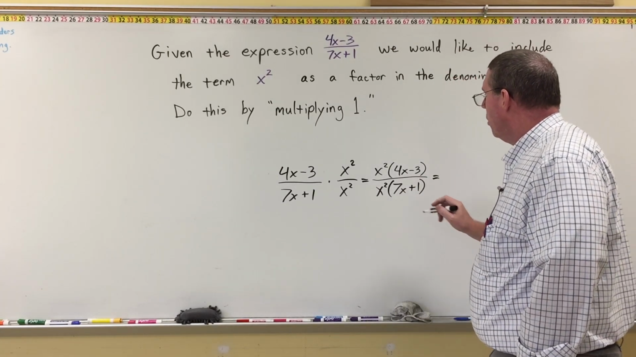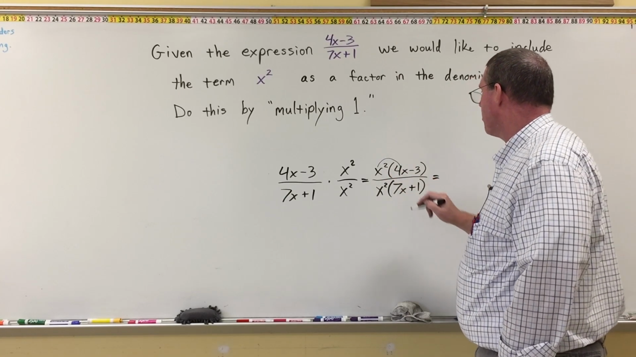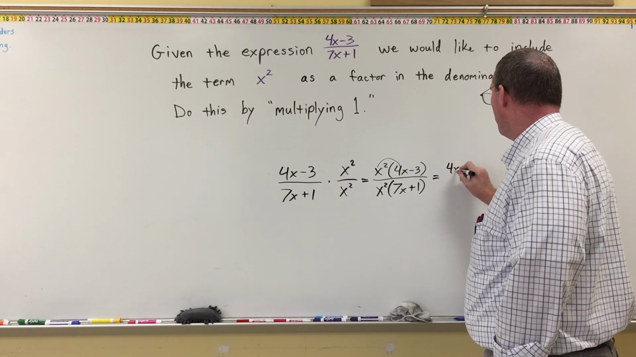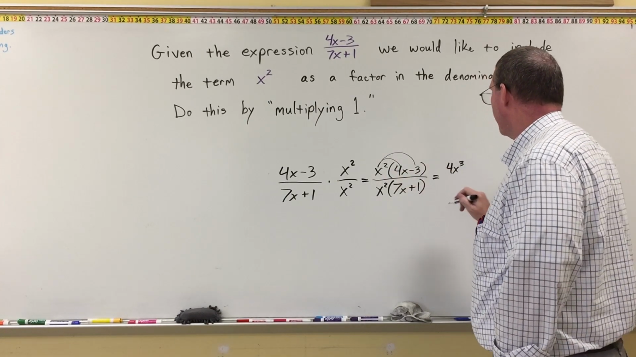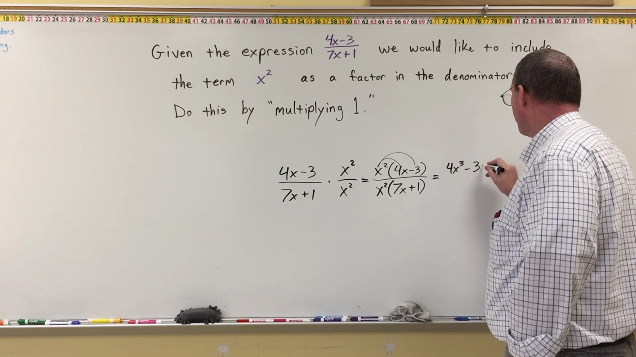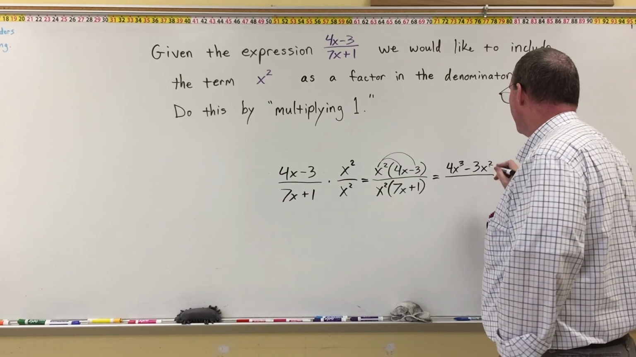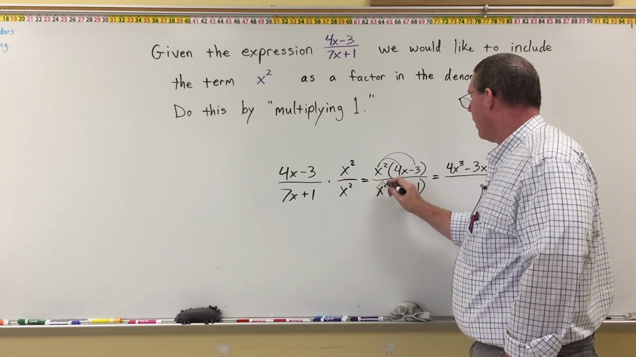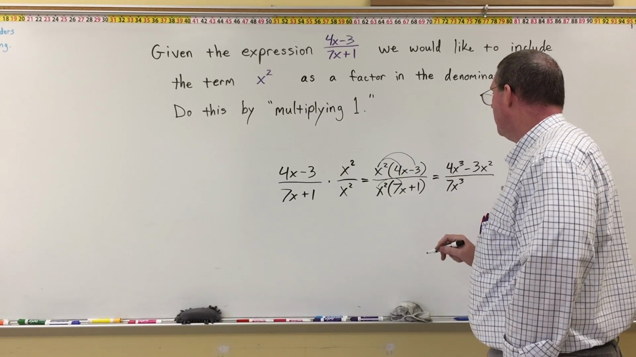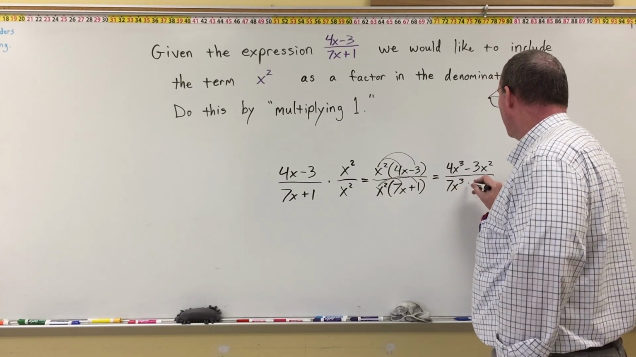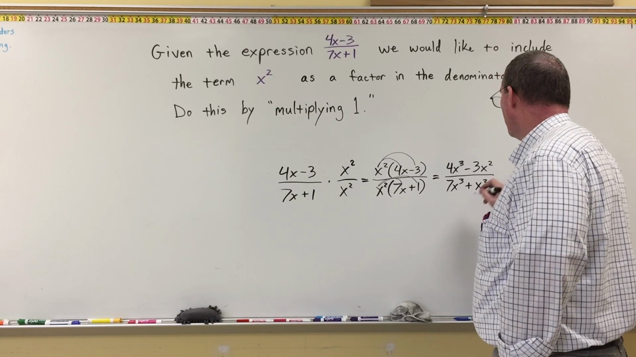And so now we're going to multiply the x squared times the 4x. That gives us 4x cubed. Then we're going to do x squared times negative 3. That gives us minus 3x squared. Over, here we're going to do x squared times 7x. That's 7x cubed. And then x squared times 1 is just plus x squared.